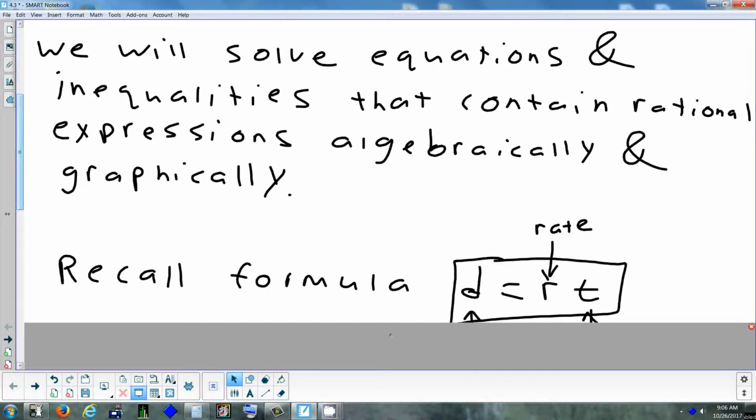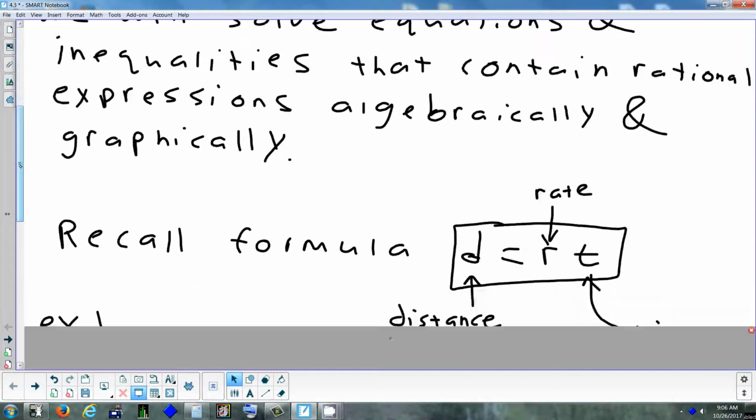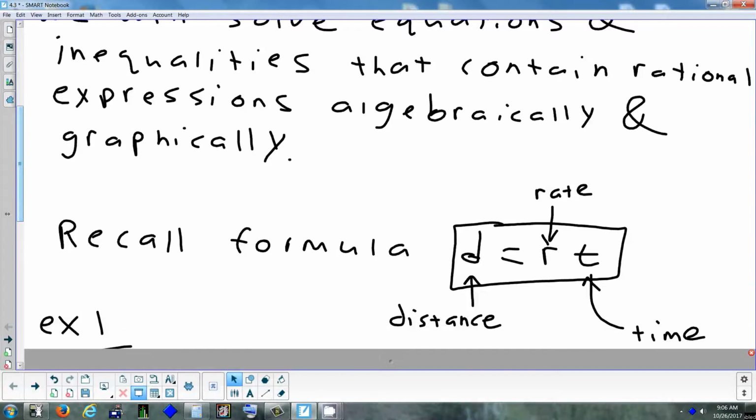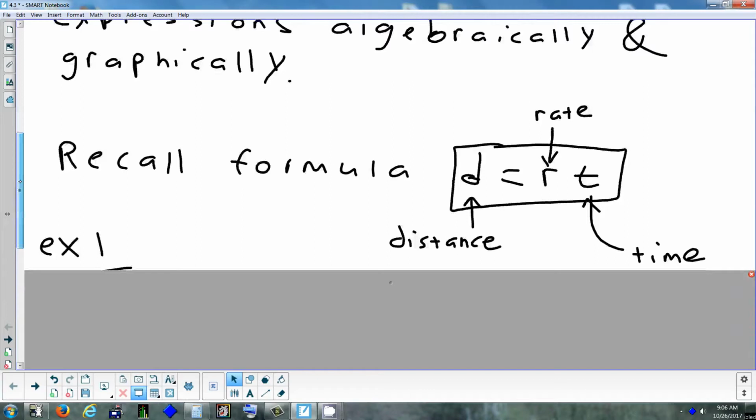All right, and one of the problems we're going to look at involving rational equations is going to involve distance, rate, and time. Okay, so I just put the formula on the board just in case people didn't remember what the relationship was between those three things. Okay, so distance equals rate times time. Any questions on that formula? It's pretty straightforward. How many people have already seen that before? Yeah, pretty okay.